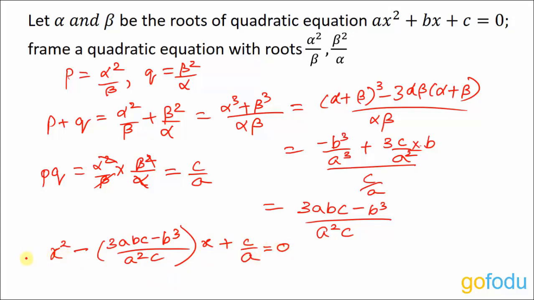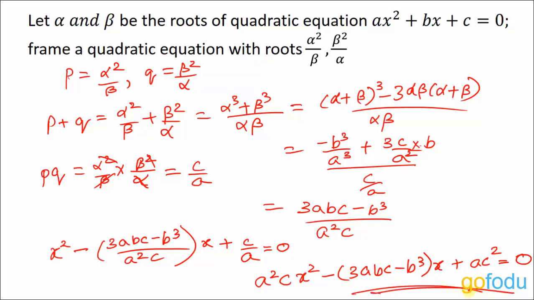And if I multiply this whole equation throughout by a square into c, this will become a square c x square minus 3abc minus b cube into x plus ac square is equal to 0. This will be our final equation.